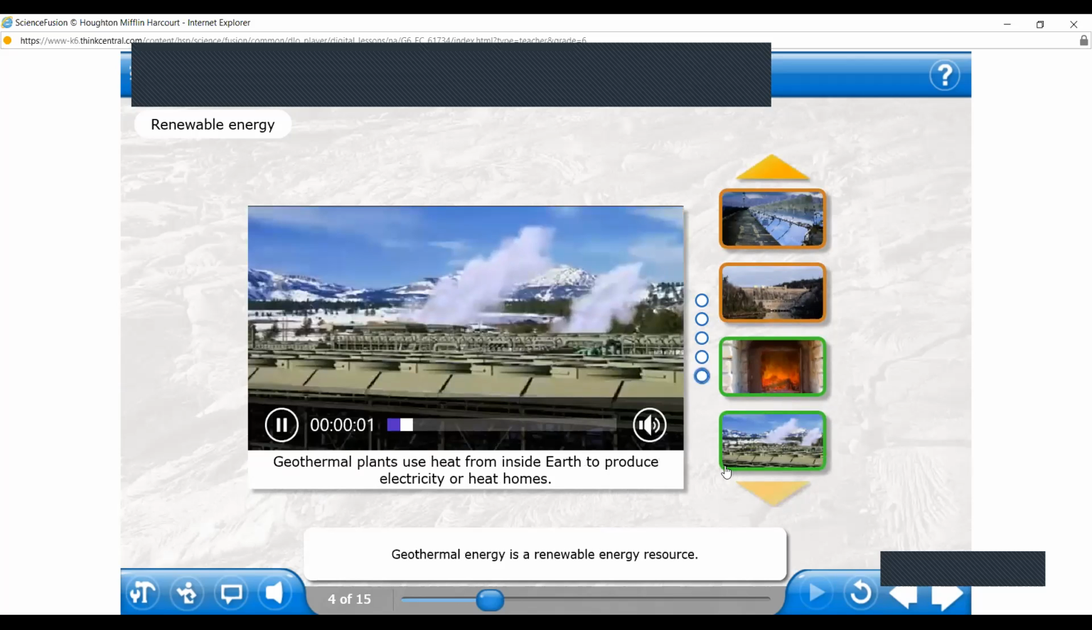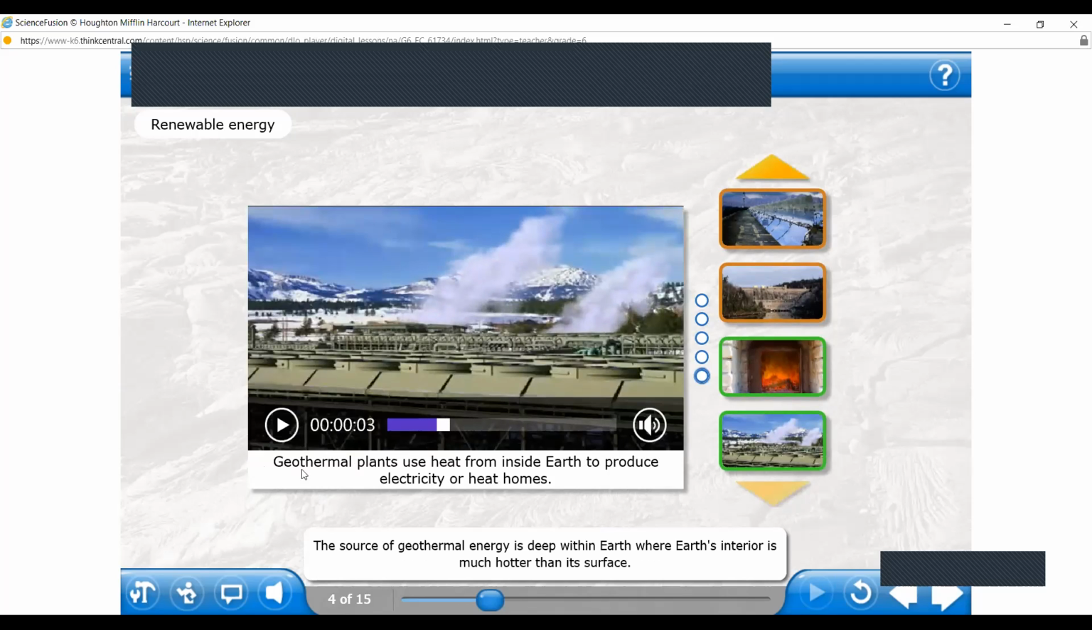Geothermal energy is a renewable energy resource. Even yesterday I told you, whenever you see this word thermal, remember thermometer. When I say thermometer, that means you are actually seeing the temperature, the heat, how much the body is heated up, or how much the temperature lowers or gets higher. The word thermal is always related to heat. That's why geothermal plants use heat from inside Earth to produce electricity or heat homes.